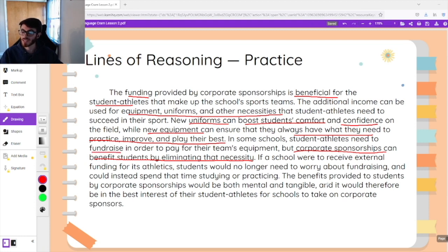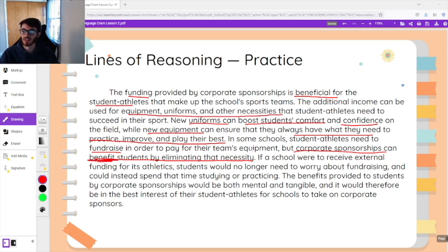Now I have to do commentary that explains how it supports my claim. If a school were to receive external funding for its athletics, students would no longer need to worry about fundraising and could instead spend that time practicing or studying. Now, I've almost combined my evidence and commentary in this one. I have a little bit of commentary and a little bit of evidence in each of these, if that makes sense, right? I kind of already alluded to the fact that it can benefit students, right? So I already have that part down.